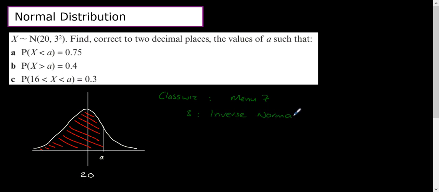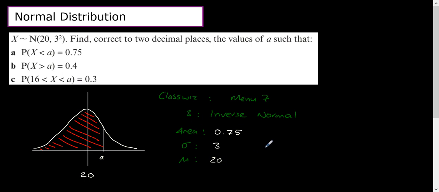So the inverse normal is working backwards, isn't it? And what we've been asked to input is 3 things. We've got area, we've got sigma, and we've got mu. So when the ClassWiz is talking about area, it is talking about area to the left of the value. That's what the ClassWiz always works on, area to the left. So in our case, we can see that the area is 0.75. So we can type that in. Our sigma value is 3, because remember the variance is 3 squared, so the standard deviation is 3. And our mu is 20.